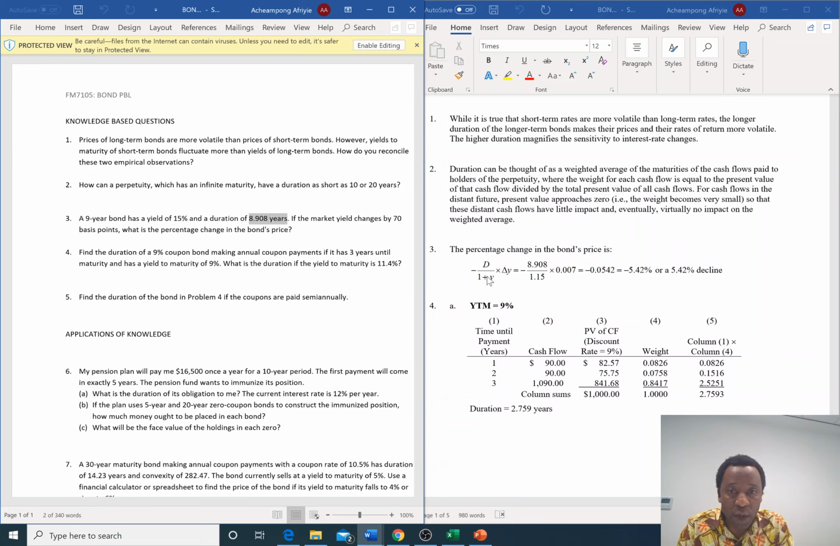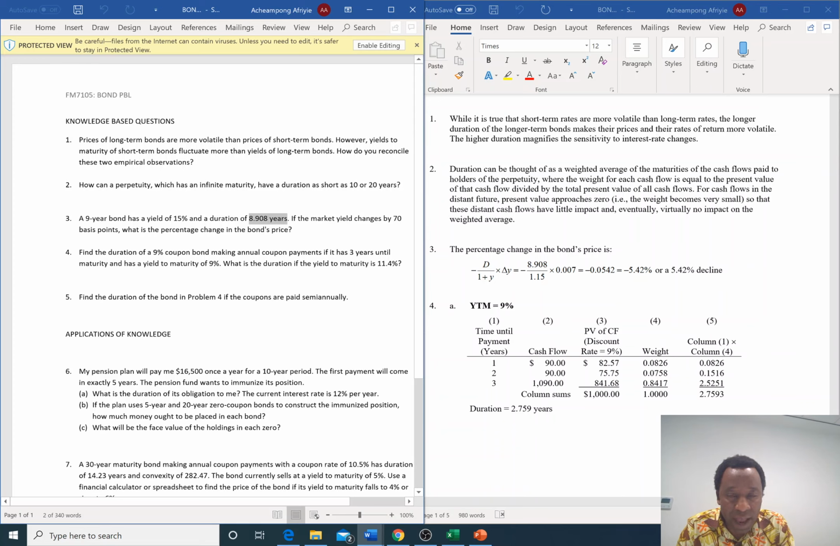The formula that will help us do that is to calculate the change in price. We would work that out by dividing the duration by 1 plus the yield multiplied by the change in the yield. So in this example, the duration is 8.908. The yield is 15%, so we are adding 1 plus 15% is 1.05. The change in the yield is 70 basis points.